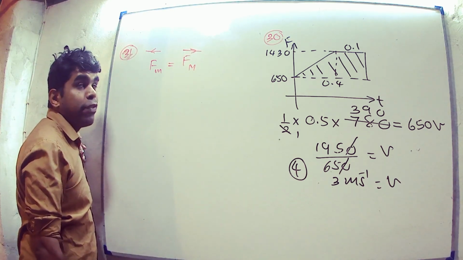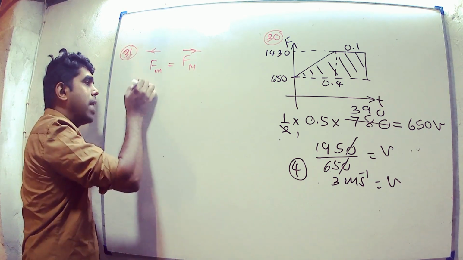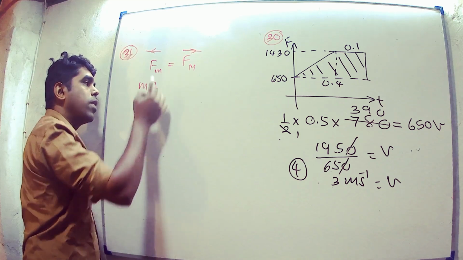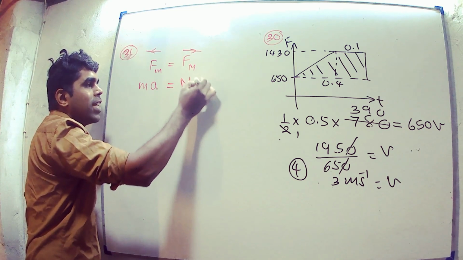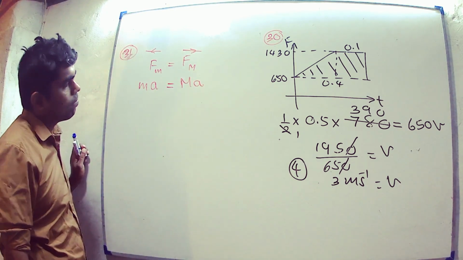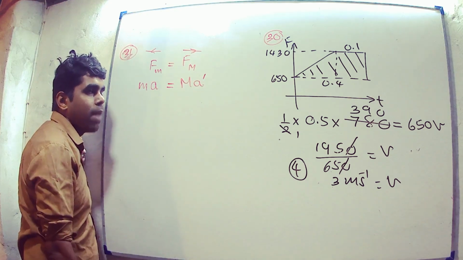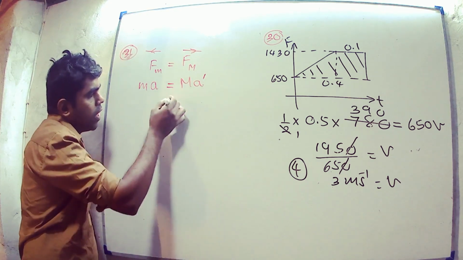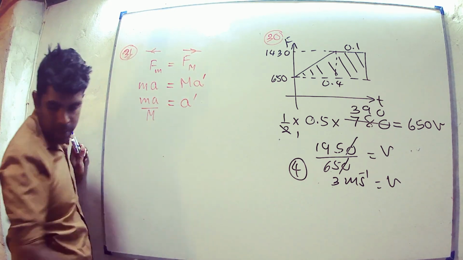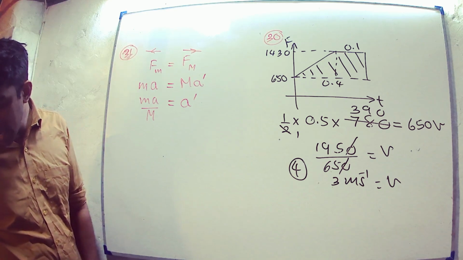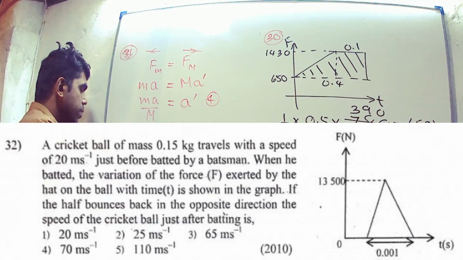We know that F is the product of m and a, mass into acceleration. The small m mass into its acceleration should be equal to the capital M mass into its acceleration. I will consider the acceleration of capital M as A dash. Then we can find A dash as small m A divided by capital M. Then the answer should be 4 for question number 31. Then 32.